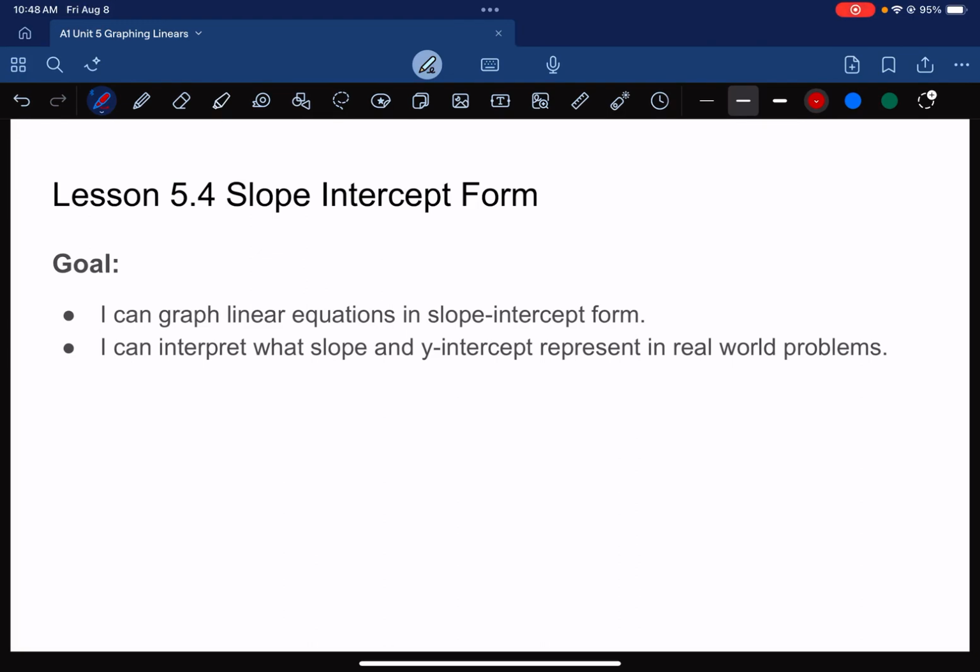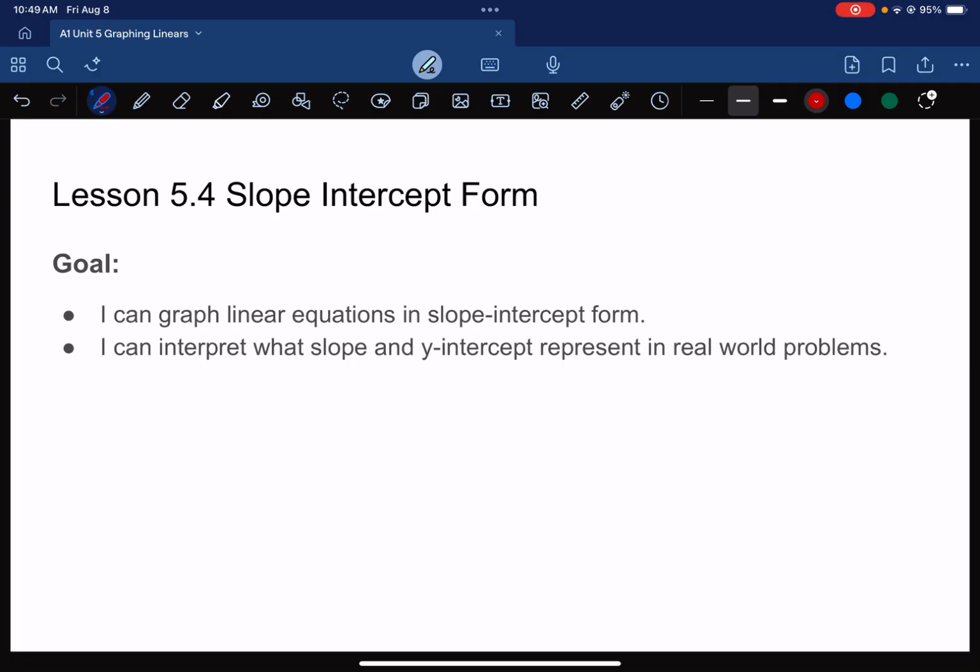This is lesson 5.4, slope-intercept form. It's probably the most recognizable form for math students for equations, and the one they most likely, after going through high school mathematics, can actually graph. So this one's like an oldie but a goodie. It's just extremely well known.